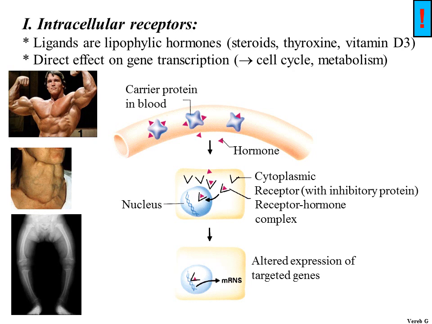The common characteristic of these hormones that bind to such intracellular receptors is their direct effect on gene transcription, because their receptors are in fact transcription factors. And through gene transcription they produce new proteins that affect cell cycle, metabolism, and related issues.